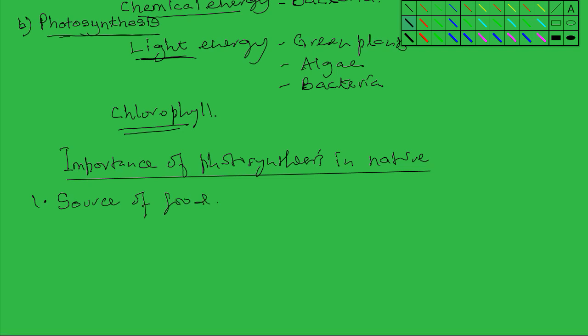The third point of importance is that through photosynthesis, carbon dioxide is used in the process and food is produced.